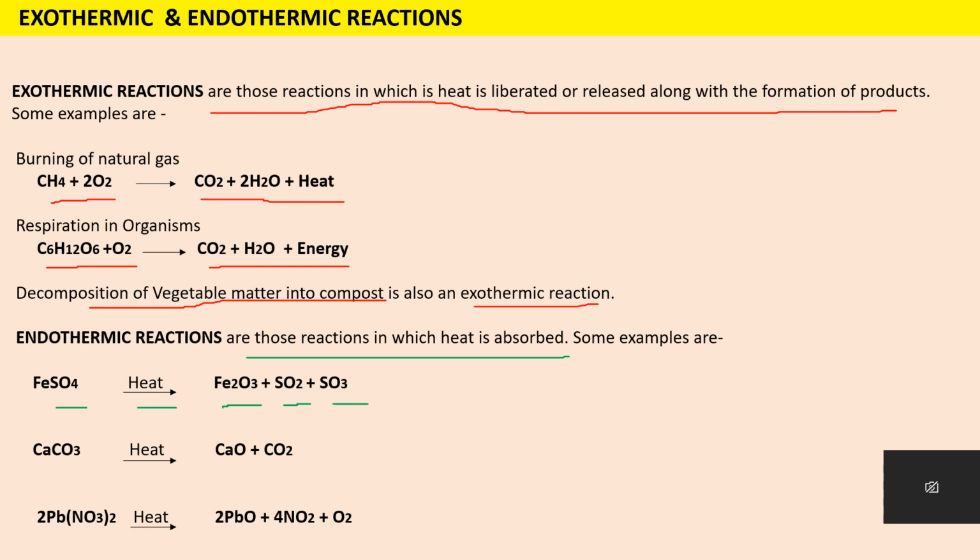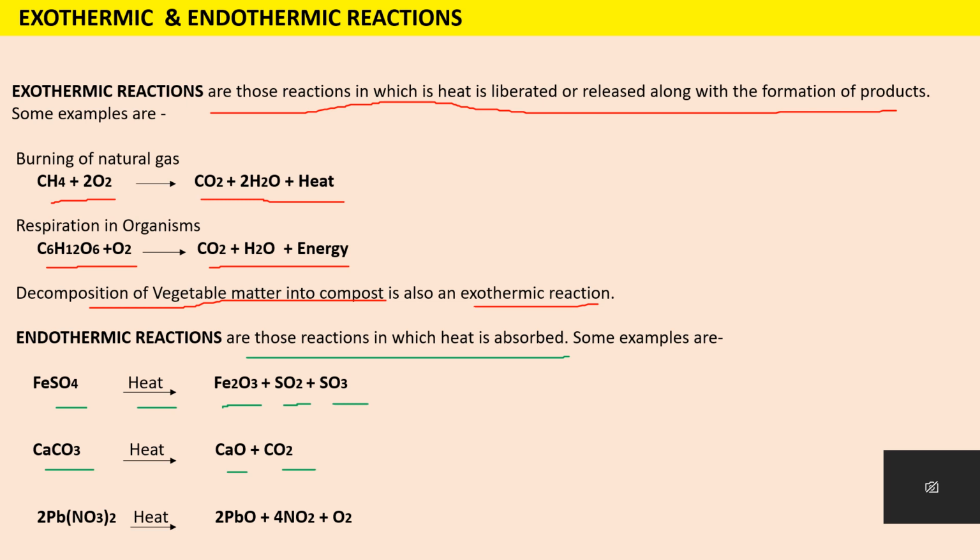The second example is calcium carbonate. On reaction with heat, it produces calcium oxide and carbon dioxide. Calcium oxide is also known as quicklime, which has many uses in industry. One such use is in the manufacturing of cement.